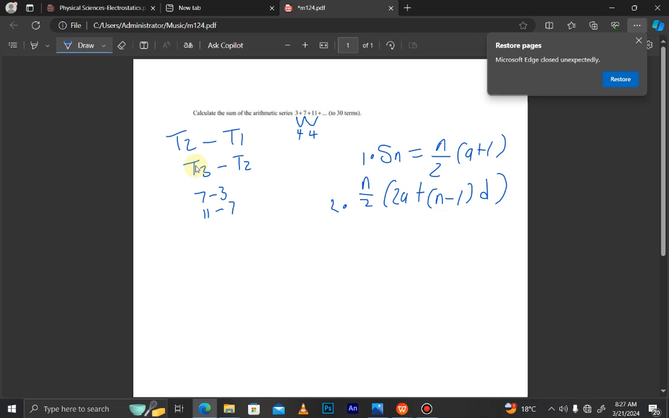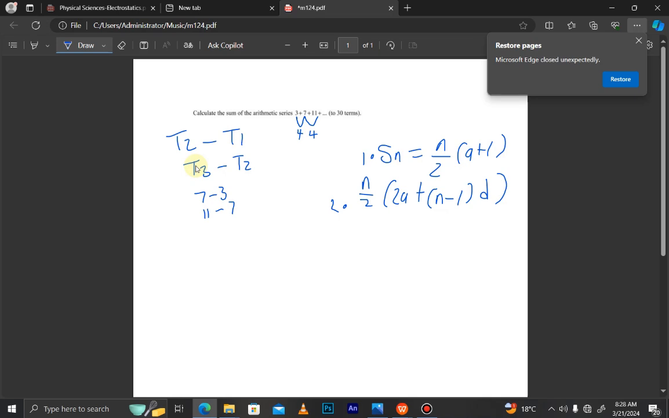This is the one I like to use because I find it easy. The one on top is difficult. It's hard for me to find somebody using the first one. I find most people always use the second one. So I'm going to get into the question. This is the formula that we're going to use for the sum, because they say calculate the sum of the analytic series 3, 7, 11, to 30 terms.